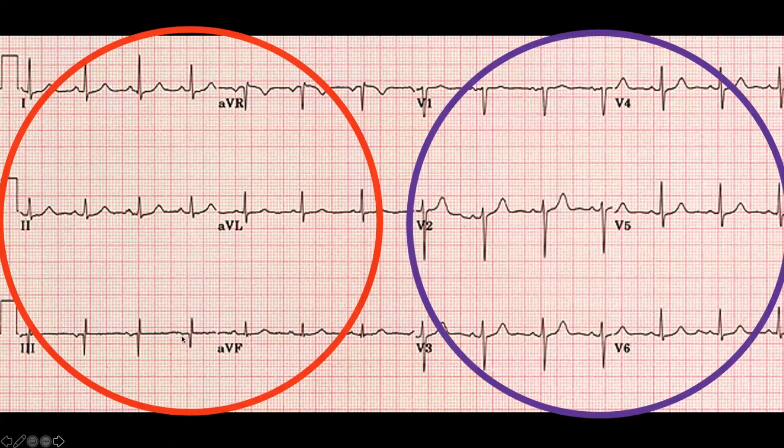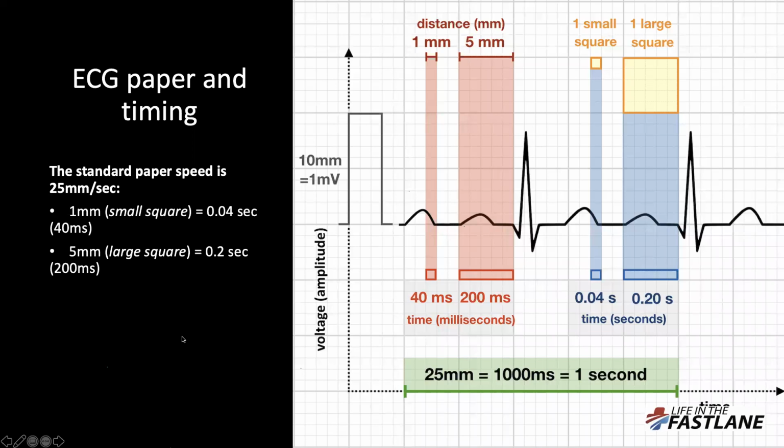Really important, think about the ECG paper and the timing. The paper for the ECG is standardly set almost universally across the world at 25 millimeters per second, which means that 1 millimeter, which is one small square, is 0.04 seconds, and then 5 millimeters, which is that big large square, is 0.2 seconds.